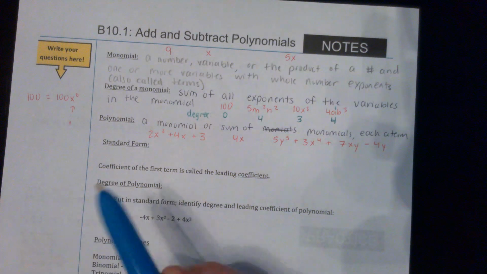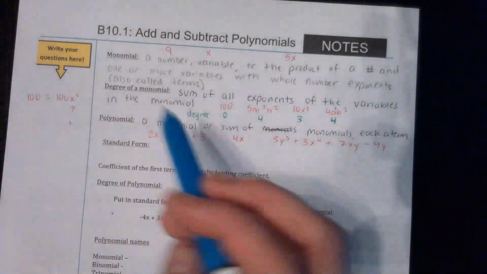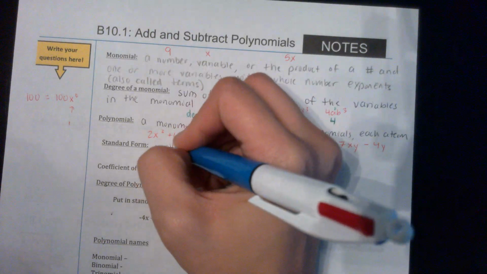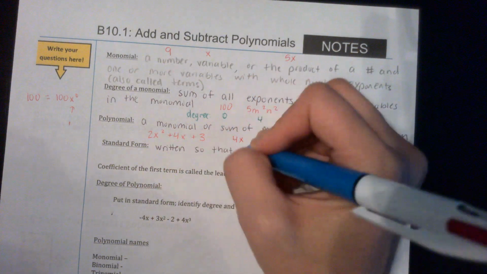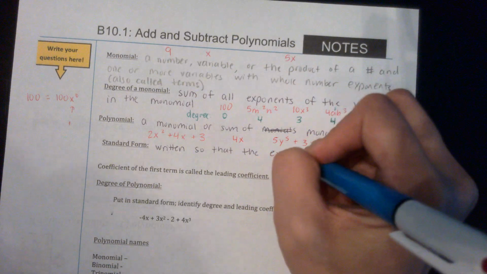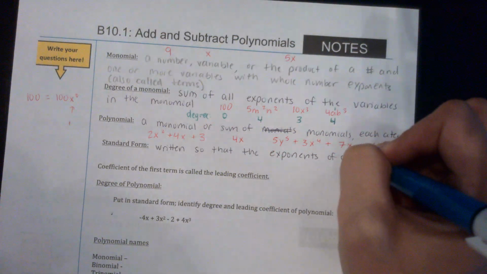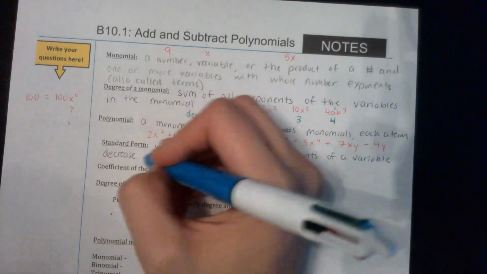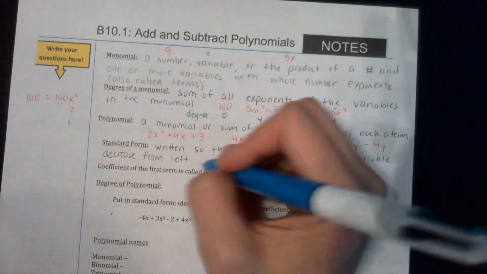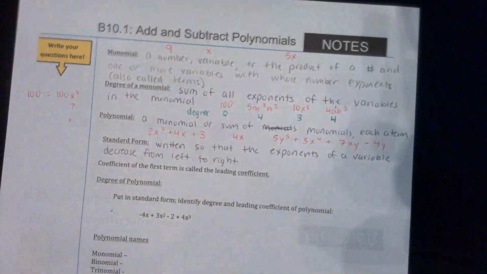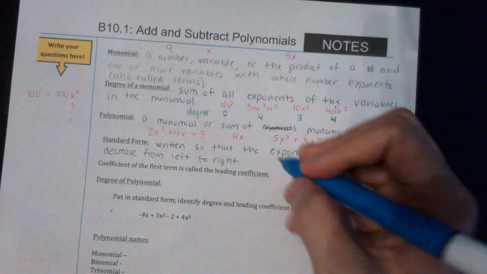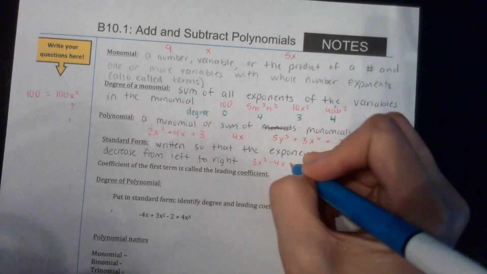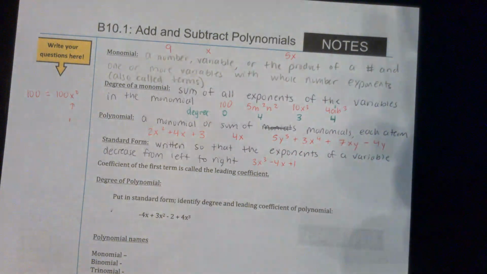Okay, standard form. Standard form is really important. A lot of these are vocab words, so you should be familiar with these. Standard form is written so that the exponents of a variable decrease from left to right. So for example, we could do 3x cubed minus 4x plus 1, because it goes from 3 to 1 to 0.